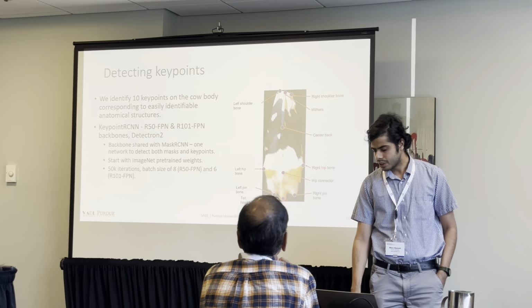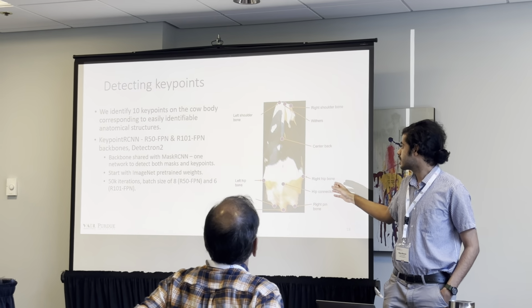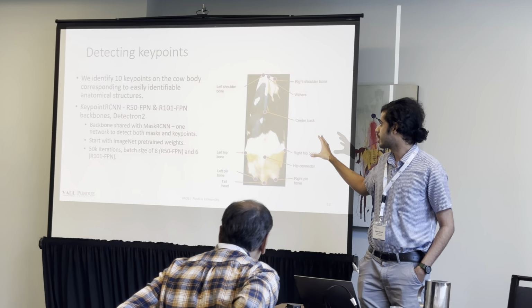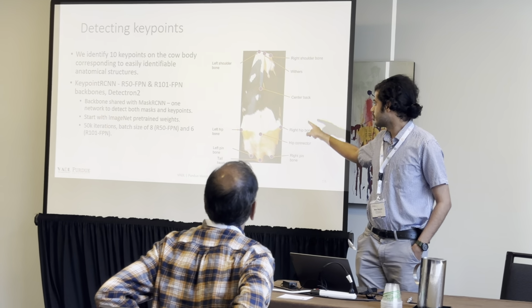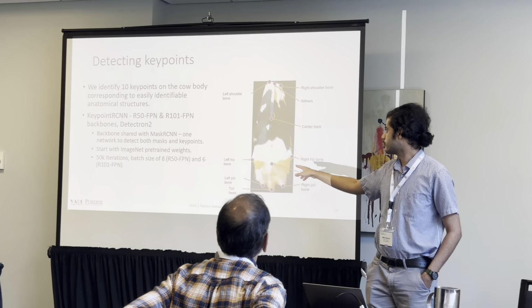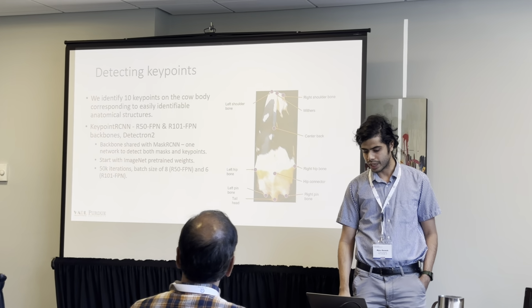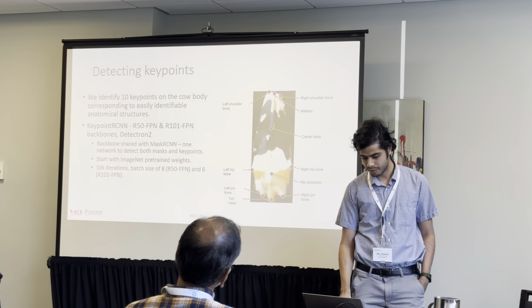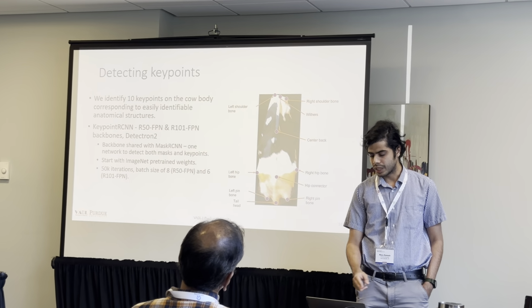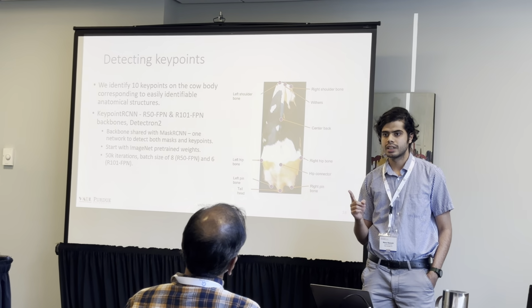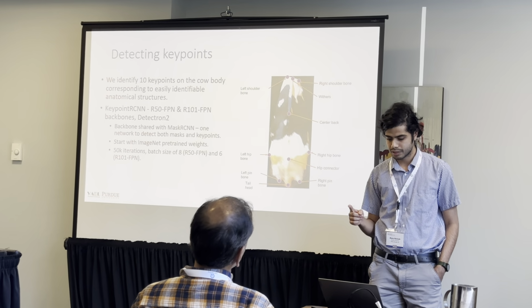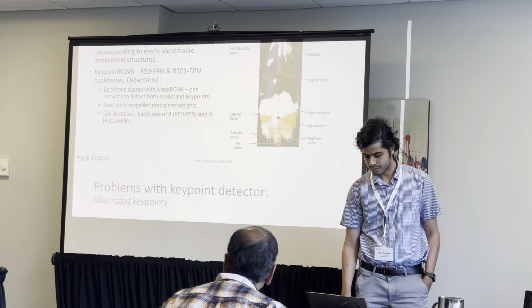To detect key points, we first identify 10 easily identifiable points on the cow's body, and these are the points. There are the spine points, the hip bones, tail bones, and the shoulders. We use Keypoint RCNN with two backbones, ResNet 50 and ResNet 101, and the backbone is shared with Mask RCNN. So we just train once, and the same network detects both the mask and the key points.